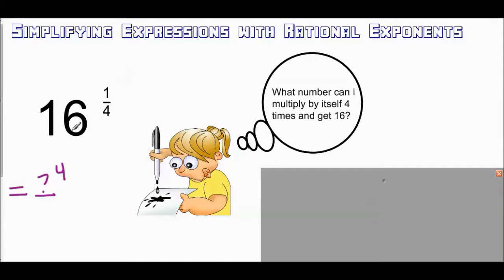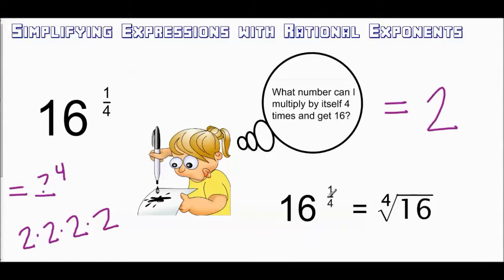And just use some trial and error. Start with 2. So if I did 2 times 2 times 2 times 2, let's see if that works. The factor used 4 times. 2 times 2 is 4, 4 times 2 is 8, 8 times 2 is 16. Therefore, 16 to the 1/4 power is equal to 2.